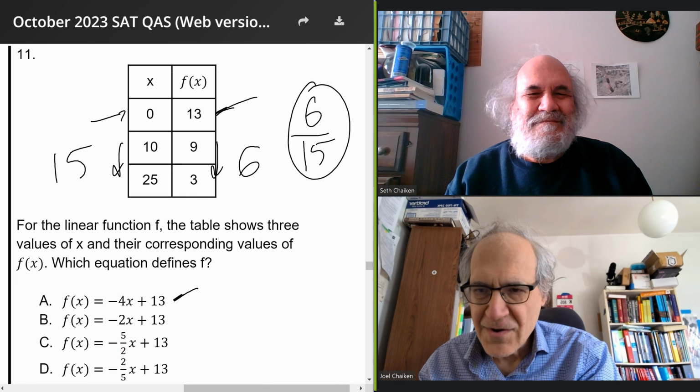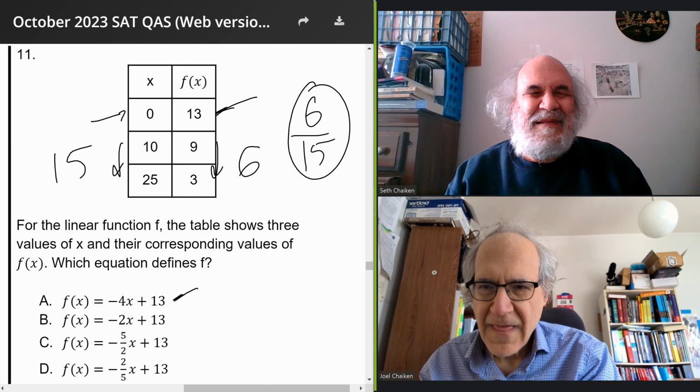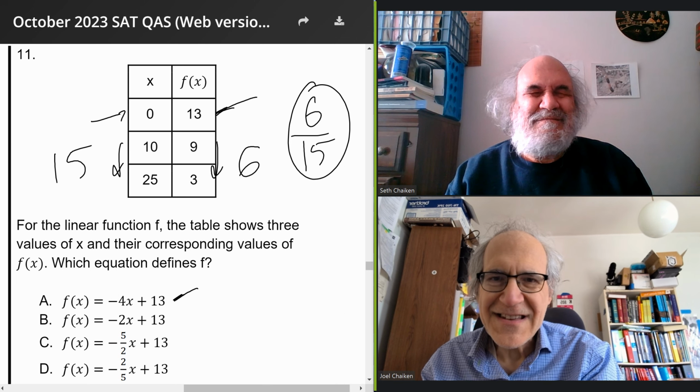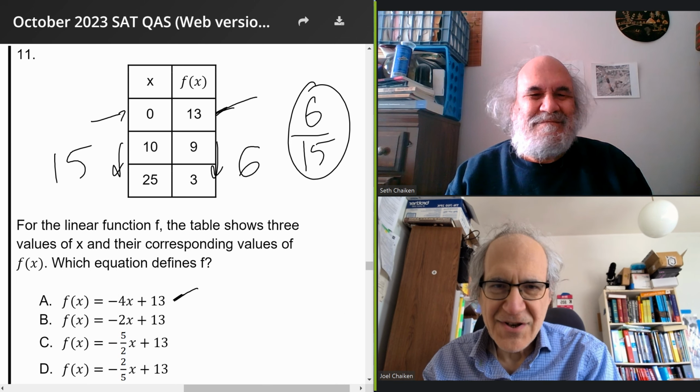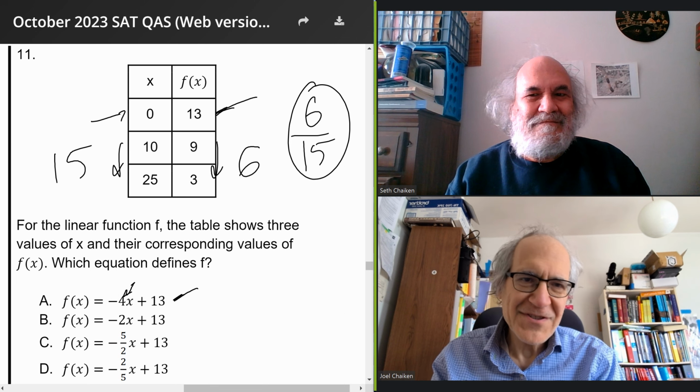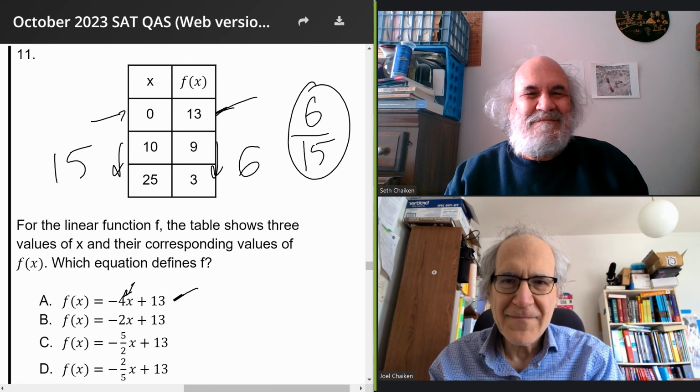Now let's look. The 6-ish and the 15-ish numbers are unique anyway. All of these are unique, right? And you're right, they all share a negative sign. So, frankly, we'll still get the right answer, even if the slope is the wrong sign.